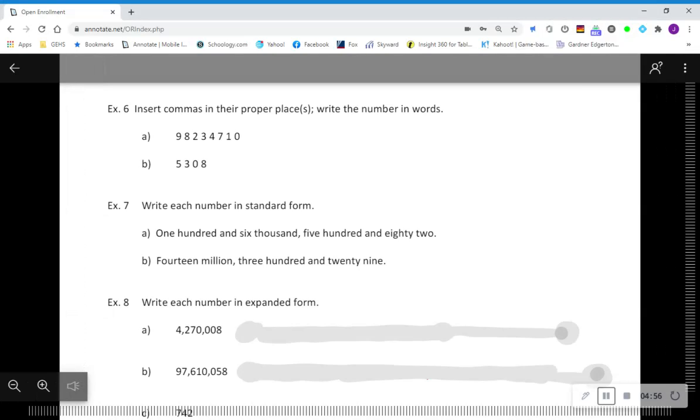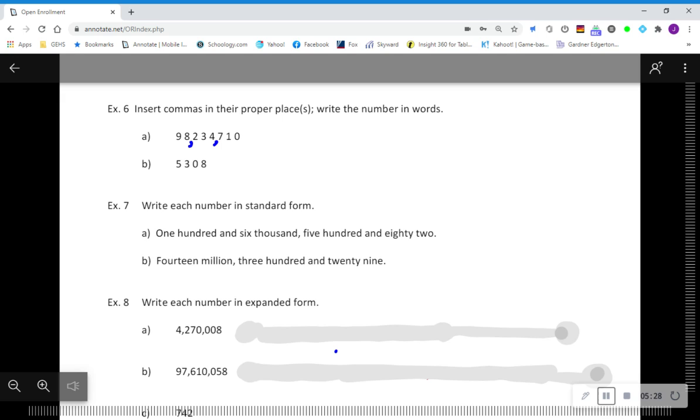Okay, we're going to insert the commas, example 6. These instructions, by the way, are very close to what, if not an exact copy of what your homework will cover. So you can look in your notes to see how I did these. Insert the commas in their proper place and then write the number out in words. So we group them in groups of 3, starting on the right. There's the ones, 710. Then we group the thousands, 234,000. And the 98 is in the millions period.